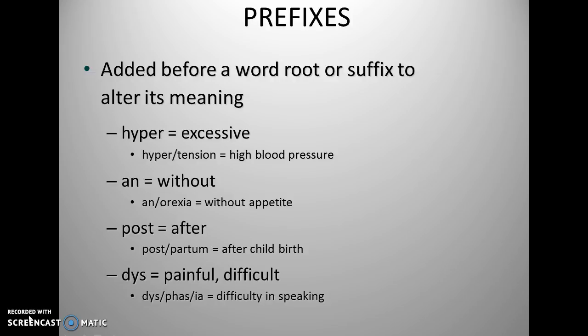Postpartum, after birth. And dysphagia, difficulty swallowing. So these are just examples of words that are used to add meaning and come before the root word. Hyper, the root word is tension, hypertension. Anorexia, orexia is a root word. Partum, postpartum, that's after birth. Partum is a root word. Here you have dys, which means painful, and ia is a suffix. So here in dysphagia, you have a prefix, a root word, and a suffix.